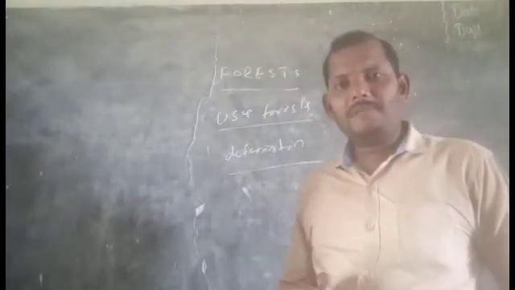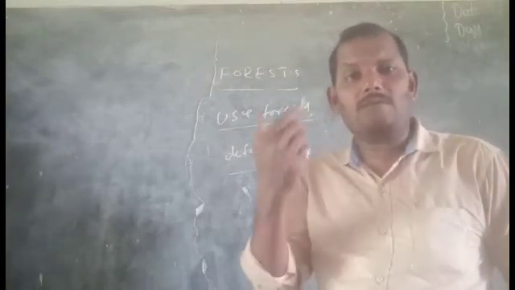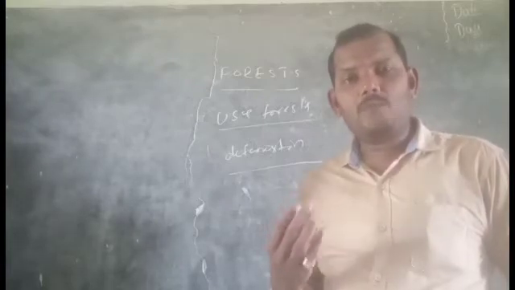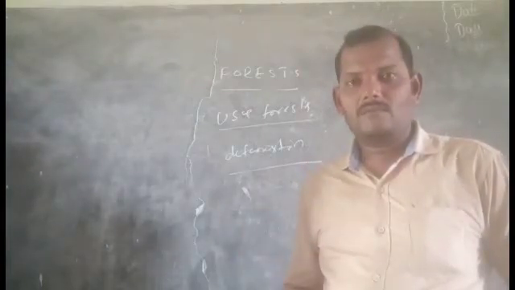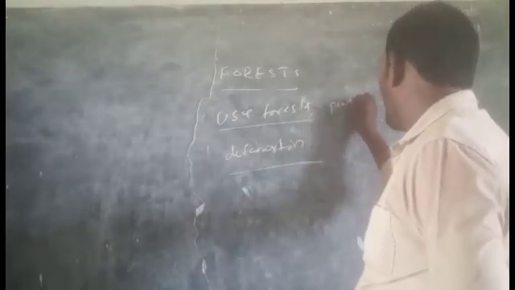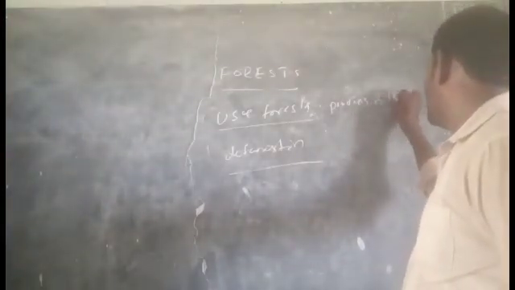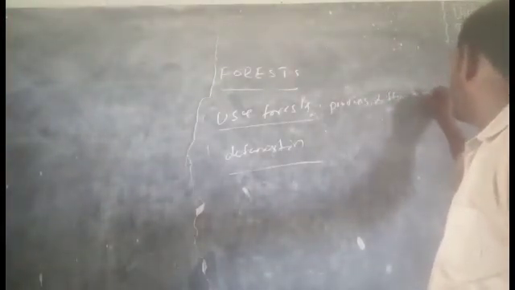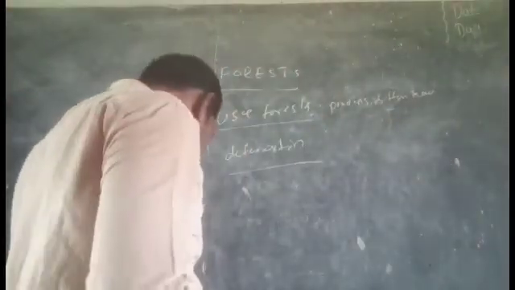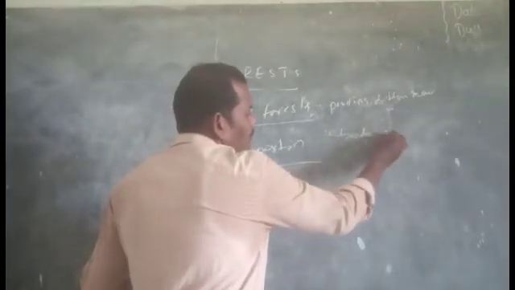So here you see use of forest. That means how the forests are helpful to the people. The forest can help people in different ways. Take the example, it's providing different raw material for the factories. And second thing, the forests are the abode of different people.